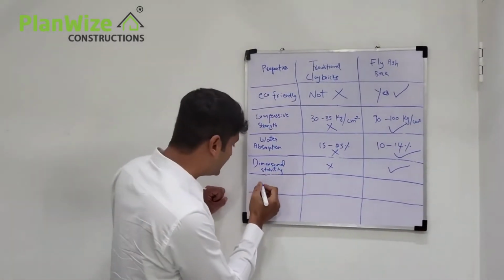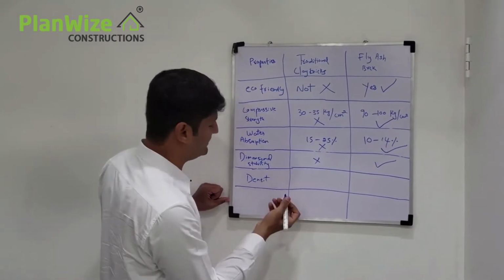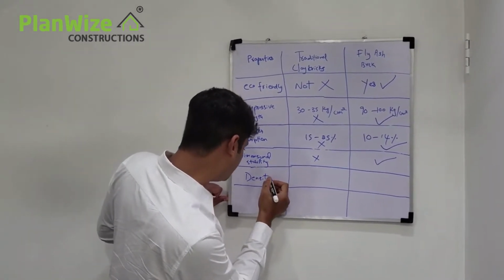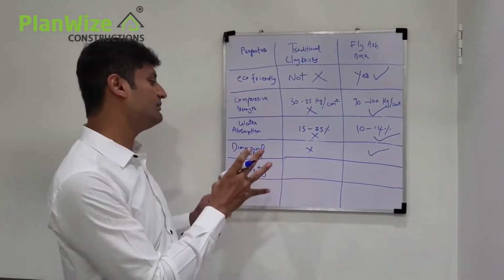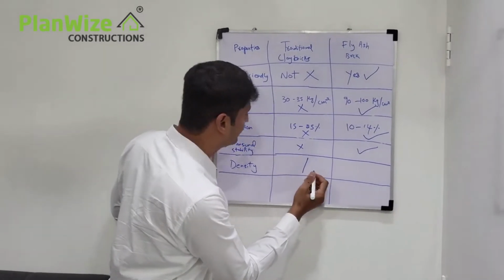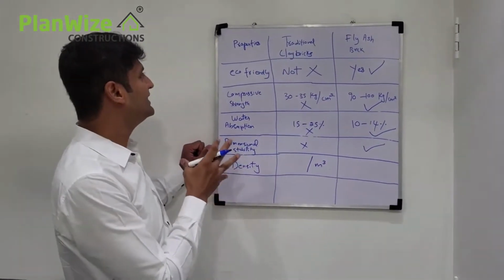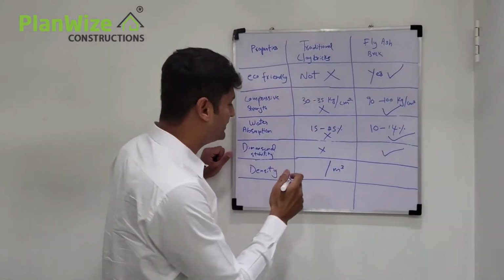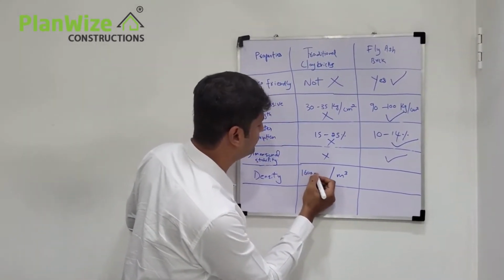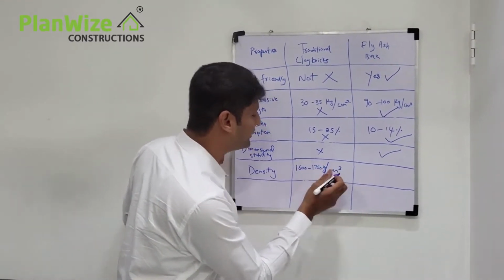I'll just put it as density. So what is density? Density is basically the weight of a brick in terms of a particular volume. It is always measured in, say, meter cube. So what is the density of a traditional clay brick? It varies between 1600 to 1750 kilograms per meter cube.